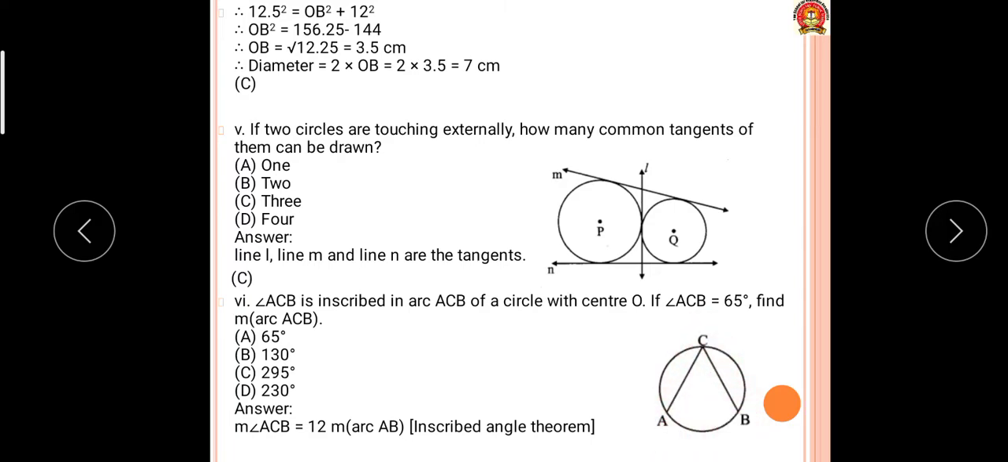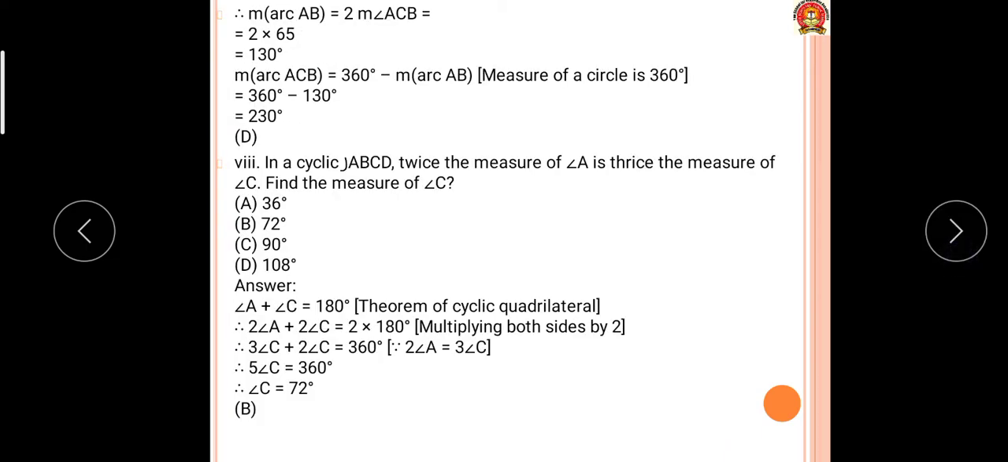Always remember that when three vertices are used, it means that it is a major arc. Okay, because if it is AB, then it is a minor arc, and here ACB is mentioned. We have to find out the arc ACB. Now, because angle ACB is 65, arc AB is 2 times 65, that is 130, and the measurement of arc ACB is equal to 360 minus 130, that is 230.